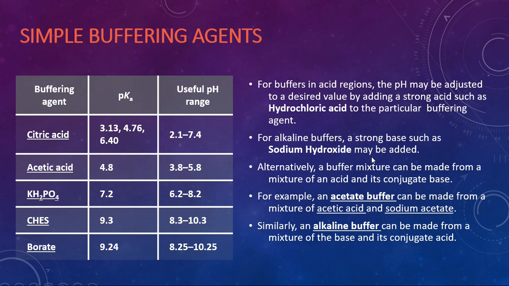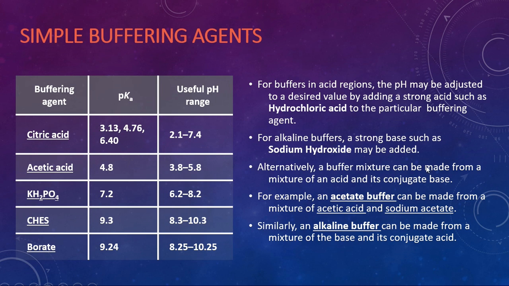Okay, and for buffers in acidic regions, the pH may be adjusted to a desired value by adding a strong acid such as HCl. So if you want to make a solution acidic, obviously you add the HCl, that is hydrochloric acid, to the particular buffering agent. For alkaline buffers, obviously you add the strong base, that is sodium hydroxide.